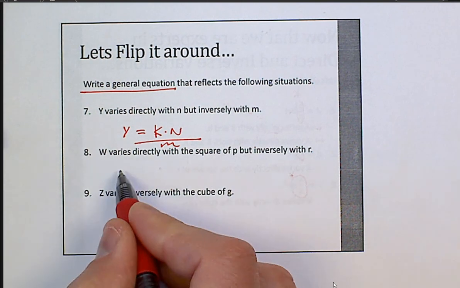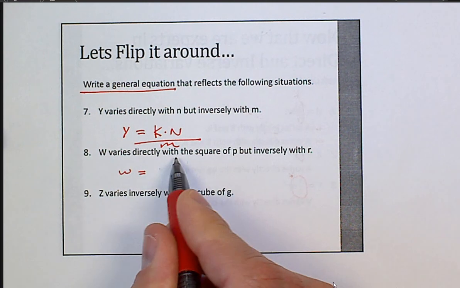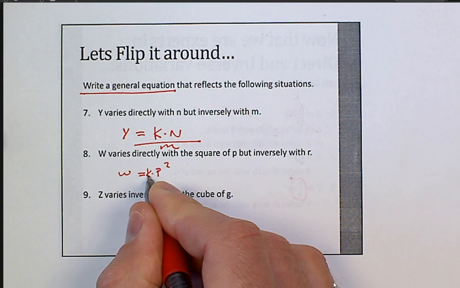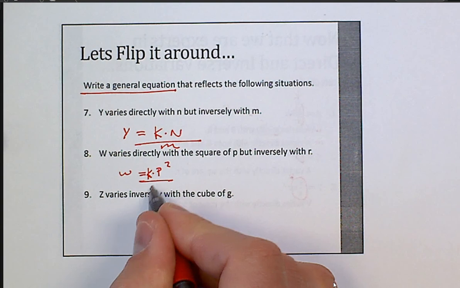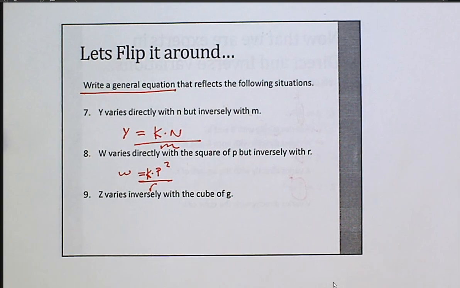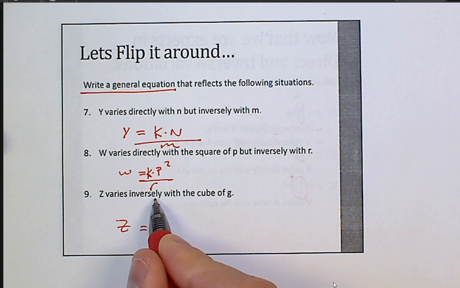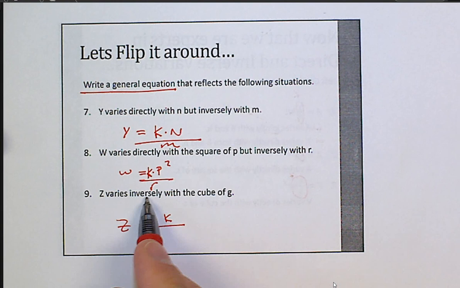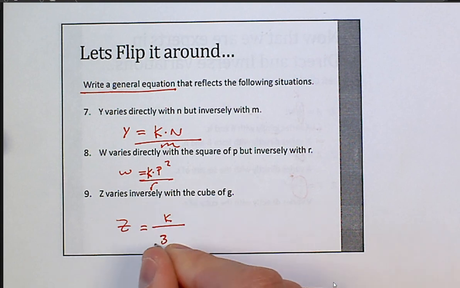W varies, w equals, directly with the square of p. Got to put my k value in there, sorry. k times p squared, but inversely with r, so divided by r. Number 9, z varies, z equals, inversely, k on top over... z varies inversely with the cube of g, g cubed. And there we go. Okay?